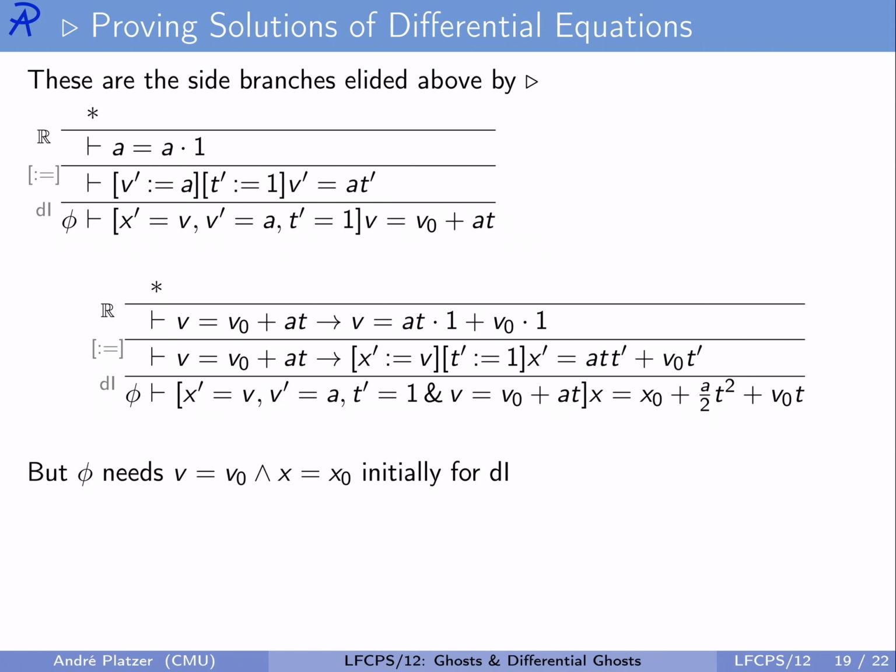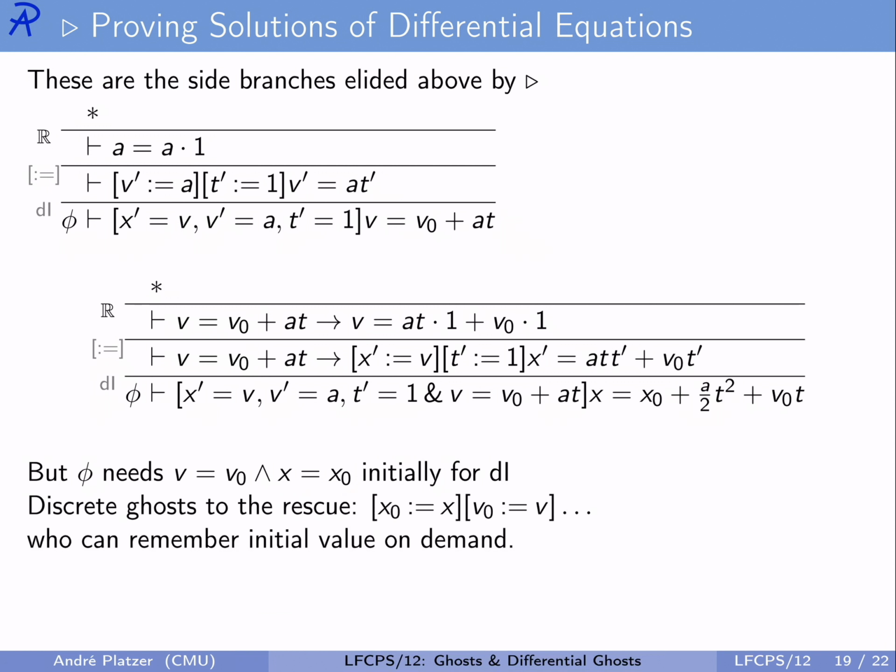If only v equals v naught and x equals x naught are actually true in the beginning before the differential invariant proof rule is used, which they won't be, except the discrete ghost to the rescue. You can make sure the two are equal just by having x naught remember the initial value of x and having v naught remember the initial value of v. Discrete ghosts can remember initial values on demand.